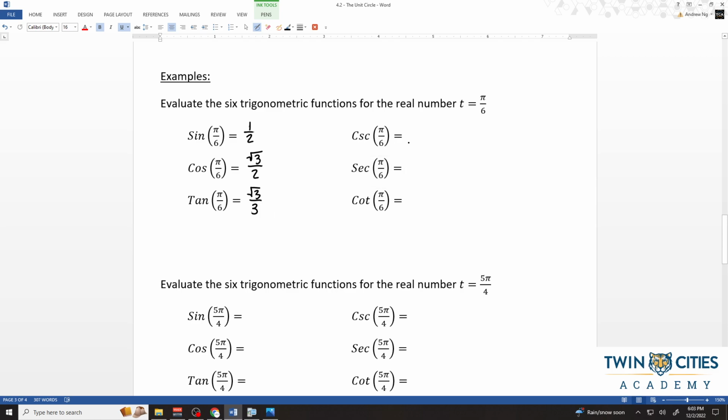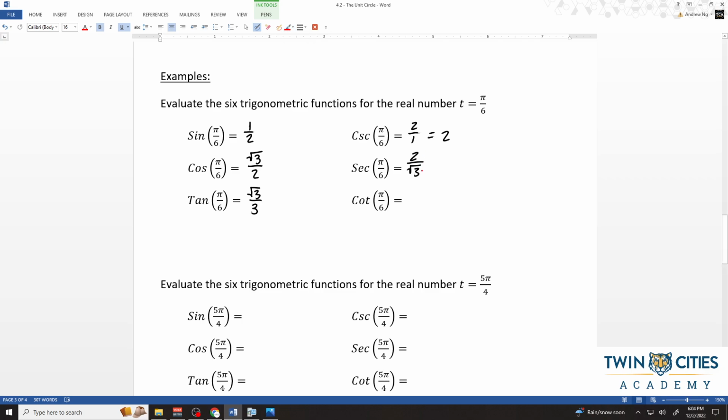So cosecant. If the sine is 1/2, then the cosecant is going to be 2 over 1, or in other words, just 2. The secant. If the cosine is square root of 3 over 2, I'm going to flip that upside down, and I'm going to have 2 over the square root of 3. Except I don't really like this answer because I've got the square root of 3 in the denominator. So I want to rationalize the denominator.